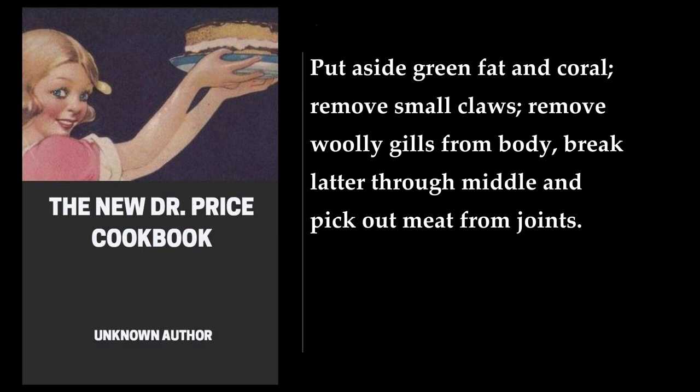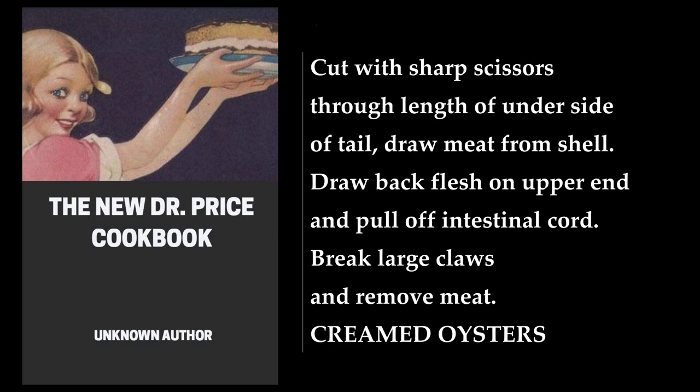out meat from joints. Cut with sharp scissors through length of underside of tail, draw meat from shell. Draw back flesh on upper end and pull off intestinal cord. Break large claws and remove meat.